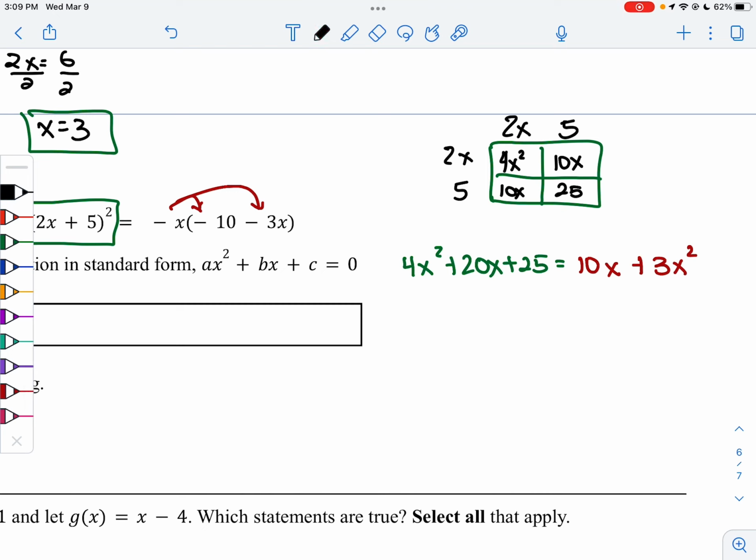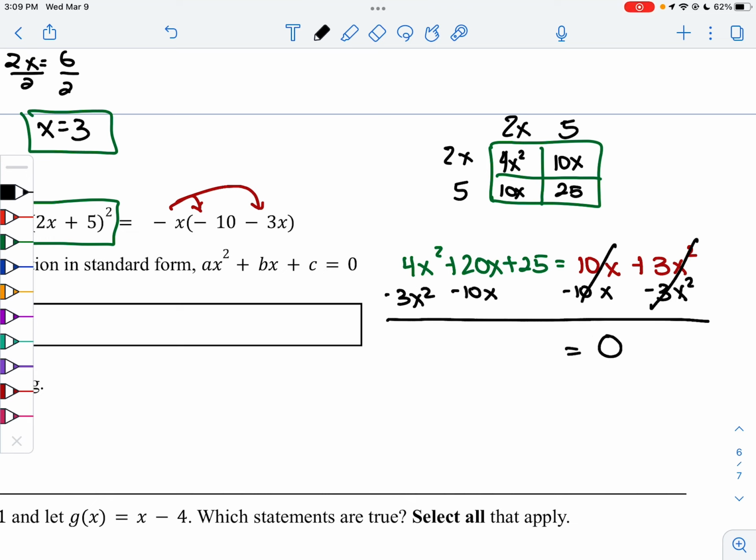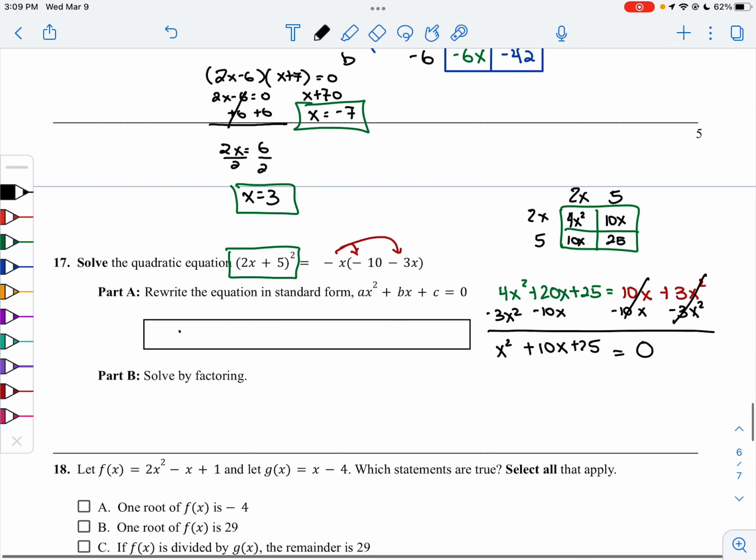All right, so I got to move these. I got to move them to the left-hand side. So I'm going to subtract 10x over here, and I'm going to subtract 3x squared over here so that I can assure I get 0. And this becomes x squared plus 10x plus 25. And now I'm in a perfect standard form.